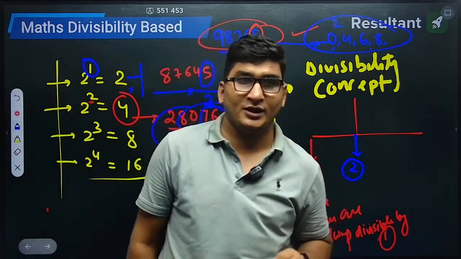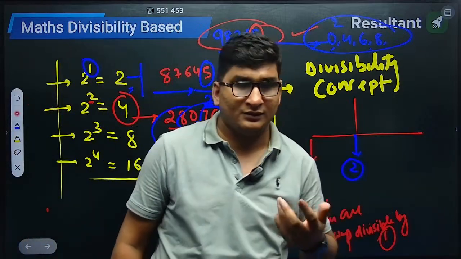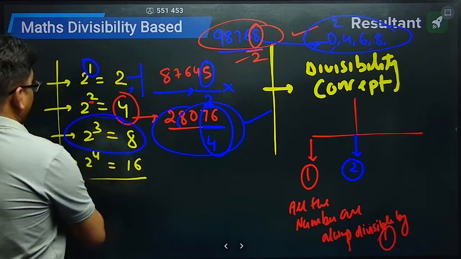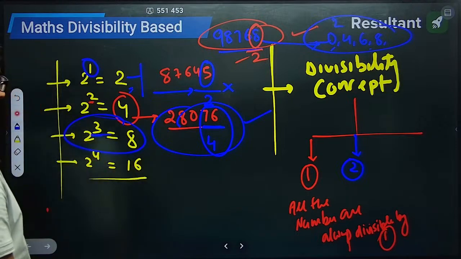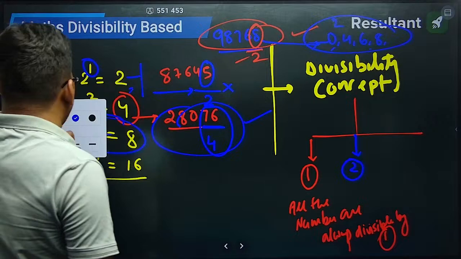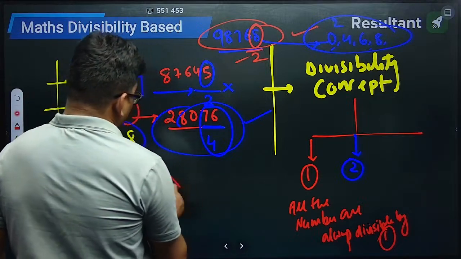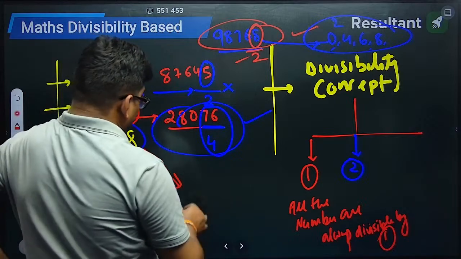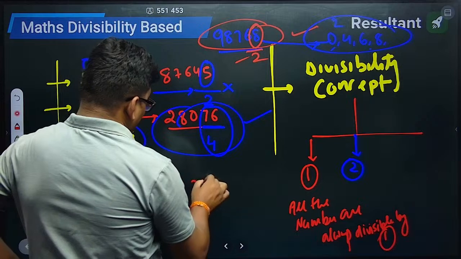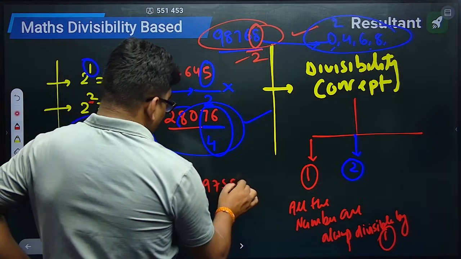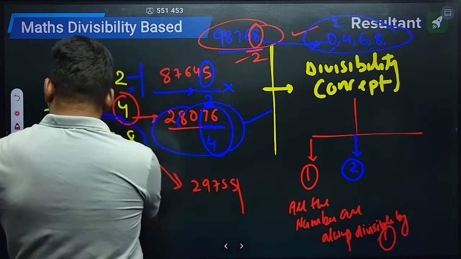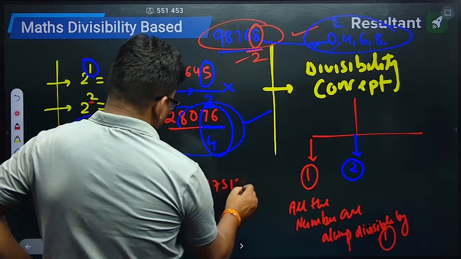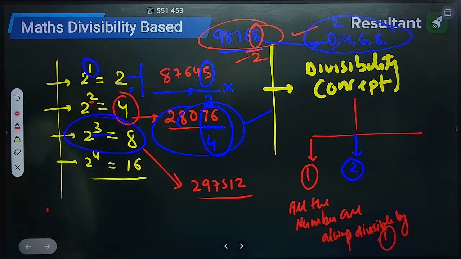In the same way, if you want to know the divisibility of 8, it depends on the last 3 digits. So now we can check one example for divisibility by 8. If I write 297512, that is 512, I want to know whether that number will be divisible by 8 or not.